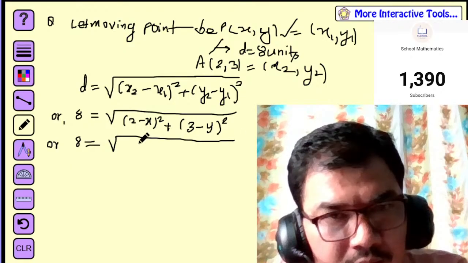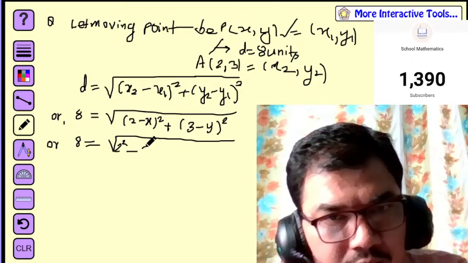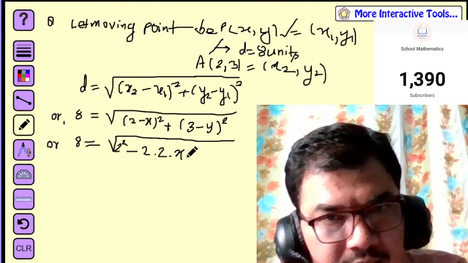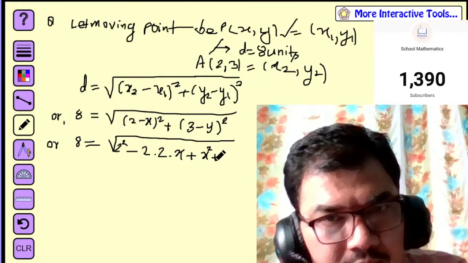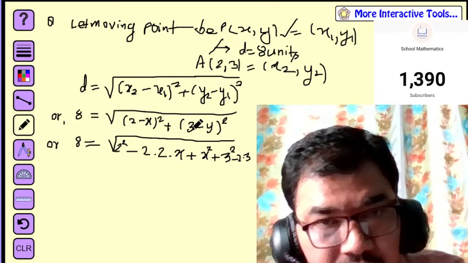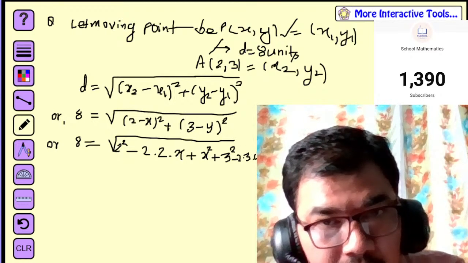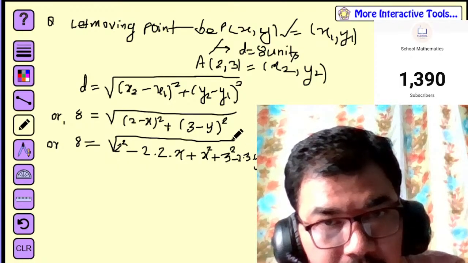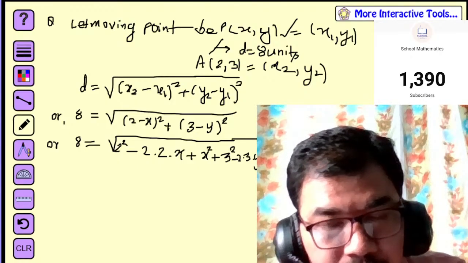This formula is (a minus b) whole squared, that is a squared minus 2ab plus b squared. With a as 2 and b as x, we get 4 minus 4x plus x squared. Then for the other one, a is 3 and b is y, so it is 9 minus 6y plus y squared.